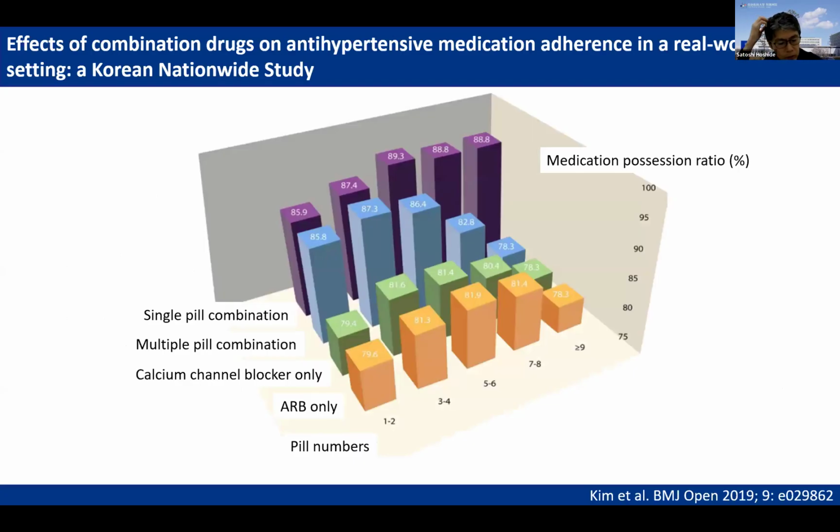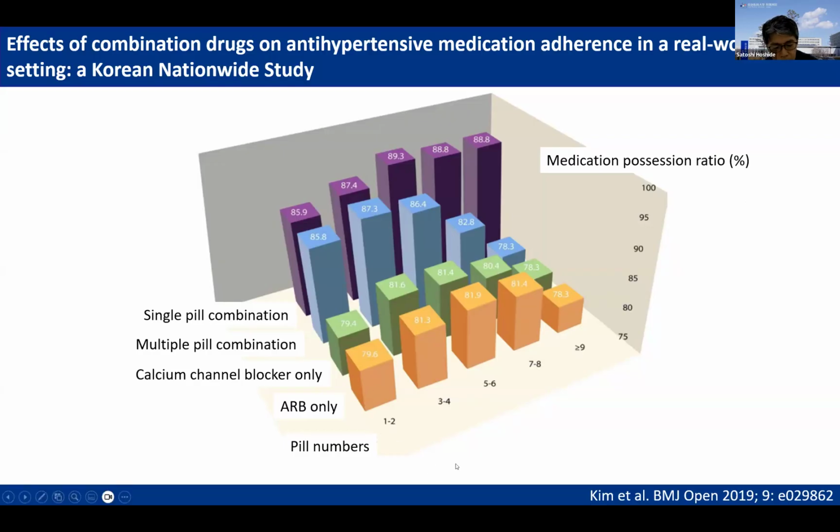Let me introduce the finding from the Korean nationwide study that evaluated how different types of antihypertensive regimen impact medication adherence in a real-world setting. This 3D bar graph shows the medication possession ratio, which reflects how consistently patients fill their prescription. A higher MPR means better adherence.